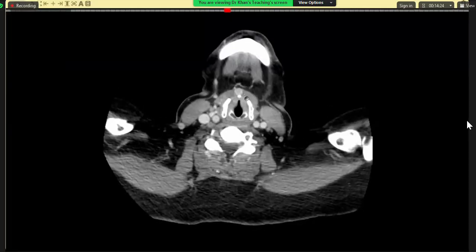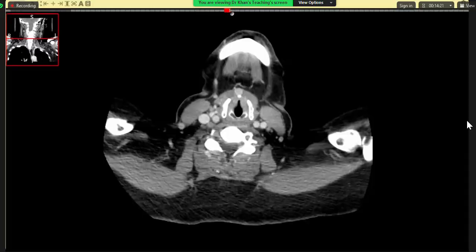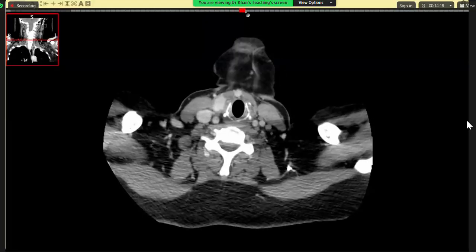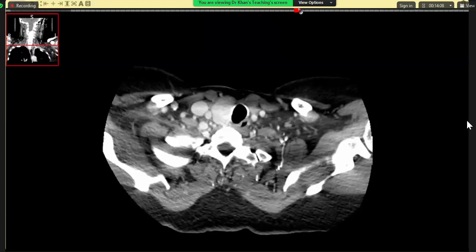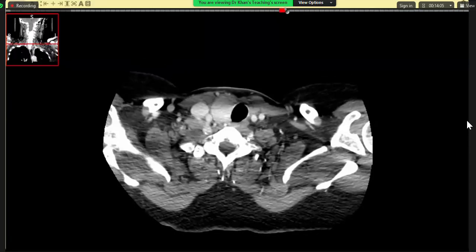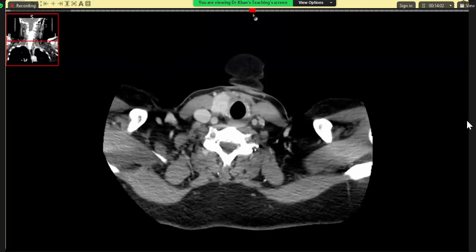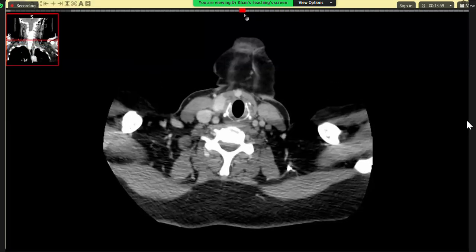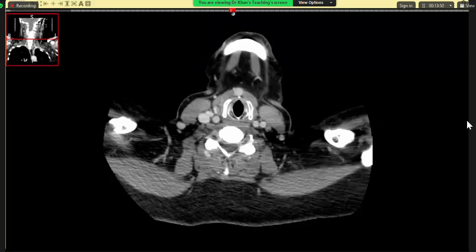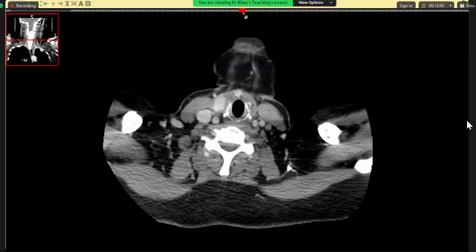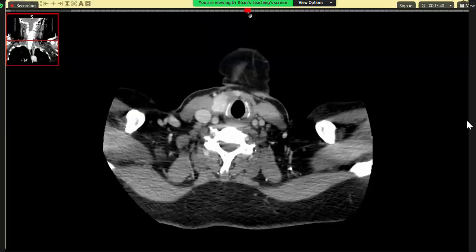Here I can see there is a midline hyperdense area seen within the anterior to the isthmus of the thyroid. So I'm suspecting this might be... it is not cystic. It appears hyperdense. So I'm suspecting this might be a nodule seen within the thyroid isthmus with enlargement of the right thyroid lobe.